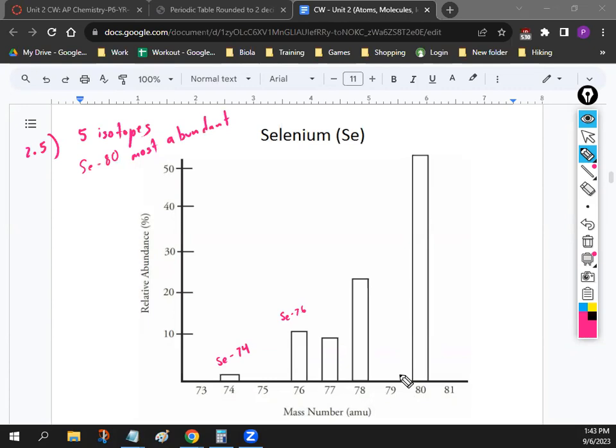A lot of times when you get these mass specs, it's going to be kind of hard. Let's say, for example, selenium 74. You just know it's under 10%. You can even estimate it as under 5%. I would say maybe even less than 2.5%. You don't need to be exact with your numbers. If they ask, hey, what percentage is selenium 74, you can just estimate it. As long as you're giving a reasonable answer, you should be good.